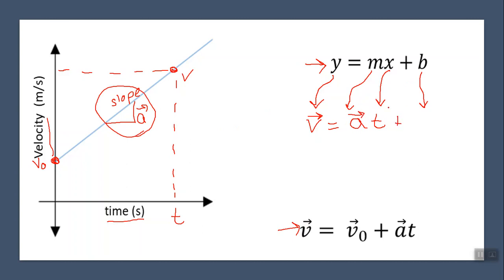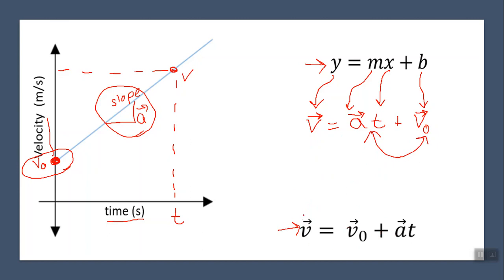The last thing we need to do is interpret our y-intercept. Well, the y-intercept is the velocity that the object starts at, its initial velocity. So we can plug in initial velocity for our b term. If you notice, now we have an equation that looks almost identical to this first acceleration equation. All we need to do is flip these two terms around, and we have this relationship here.